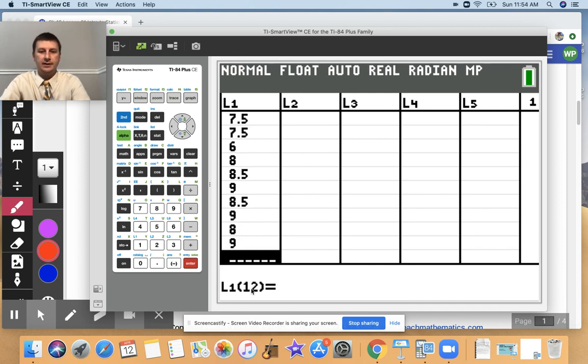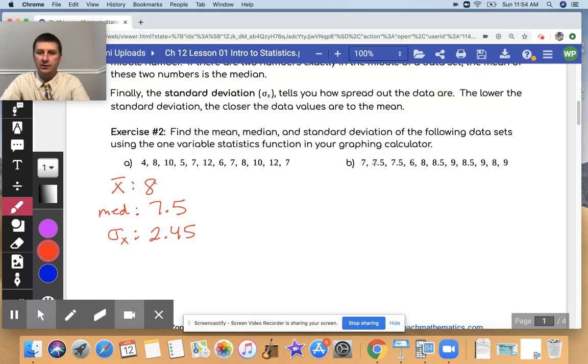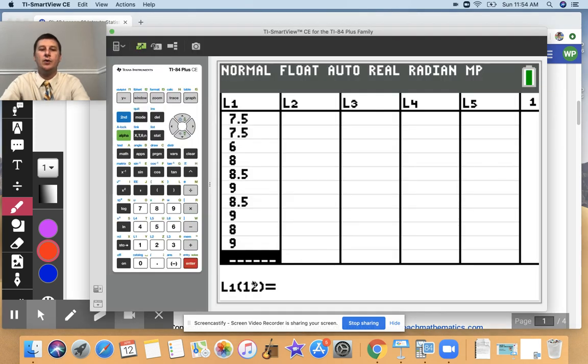Now again, this is now on line 12. So that means I should have 11 data values. Let me go back and make sure I put all of them in. 1, 2, 3, 4, 5, 6, 7, 8, 9, 10, 11. Yes. So I know that I put all of my data values in, because this line is one more than the number of data values.